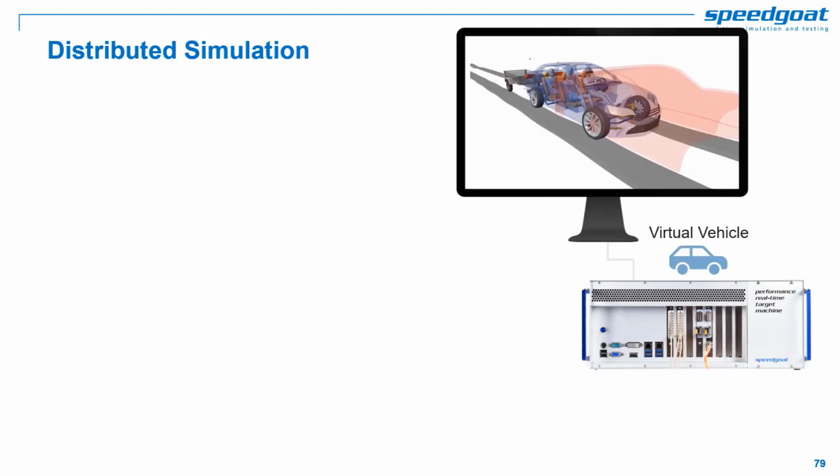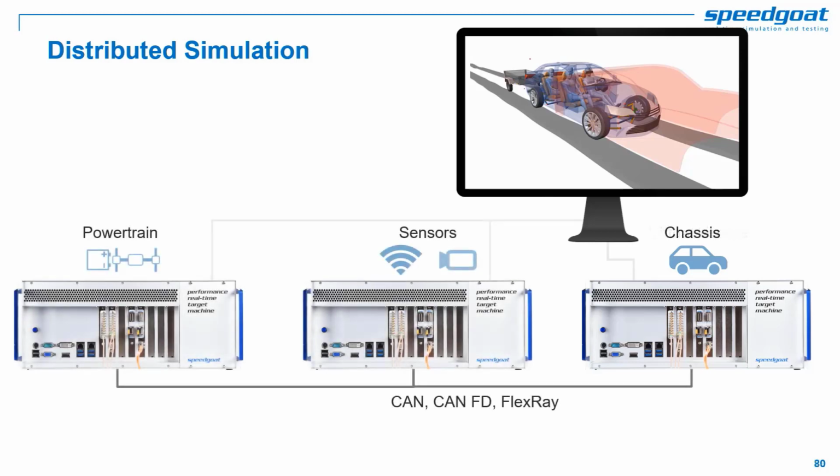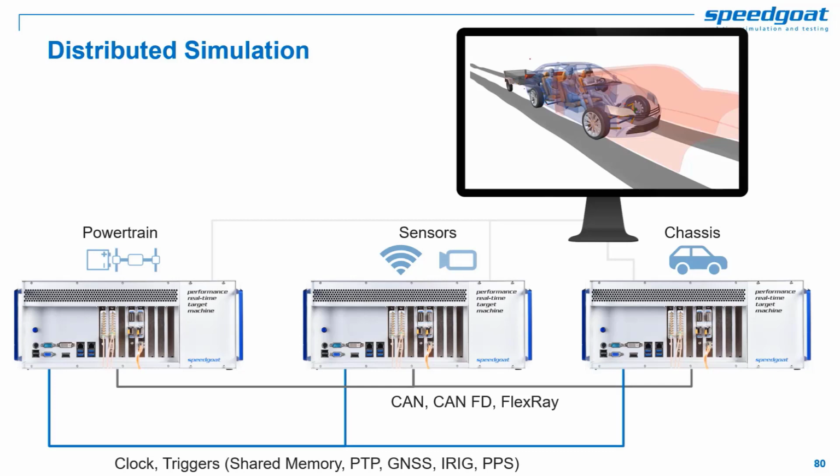Now, the more high-fidelity components you integrate, the more computational power you need to run your model. To achieve your sample time requirements, you might need to run your model distributed across multiple systems. Speedgoat target machines can be connected via PTP to easily synchronize system clocks. You can leverage shared memory to enable ultra-low latency data exchange, and you can use interrupt signals to trigger synchronous execution. The flexible solution allows you to scale the systems to your need at any time.